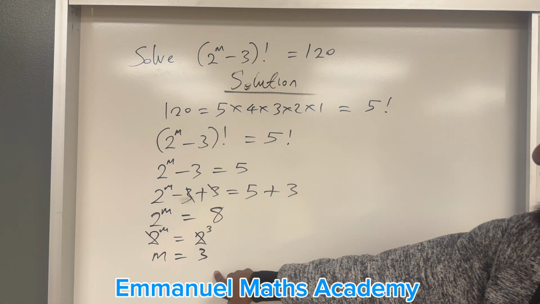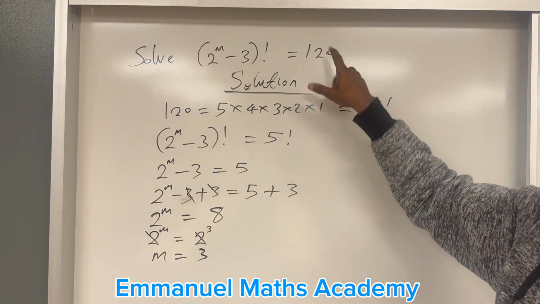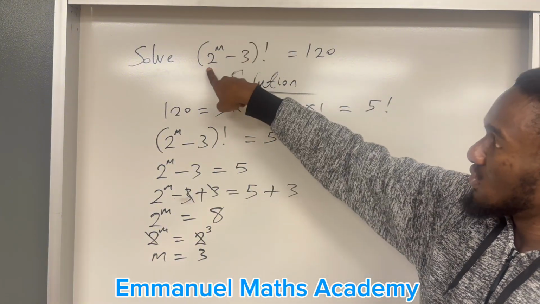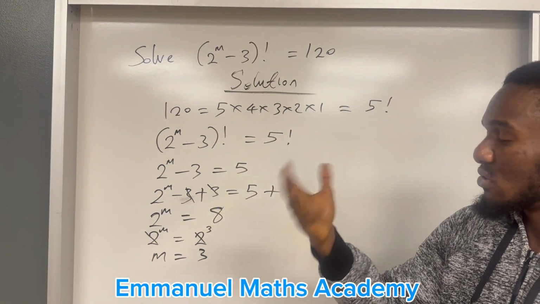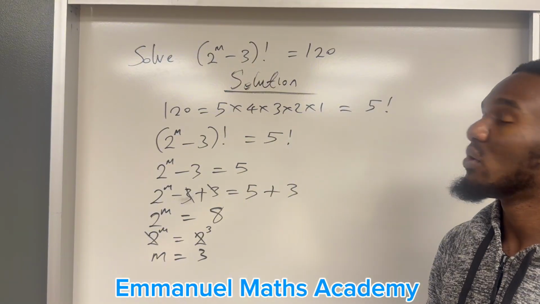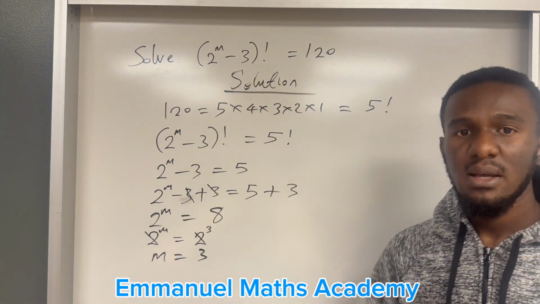If you want to run a quick check if what we did is actually correct, substitute the value of 3 in this equation, and it will give you 120. Because if you have 3 here, that means 2 raised to power 3, which is 2 times 2 times 2, which will give you 8. 8 minus 3 will give you 5. Then 5 factorial is equal to 120. As simple as that.